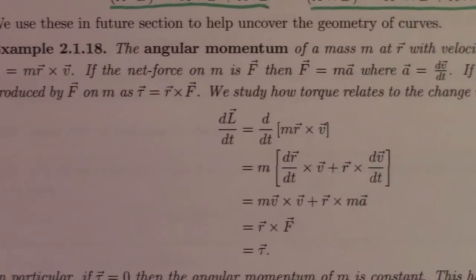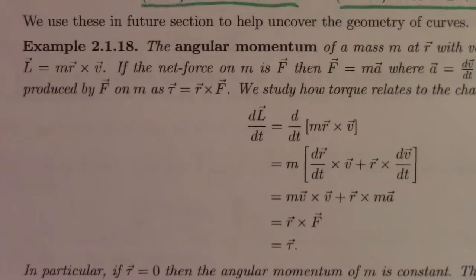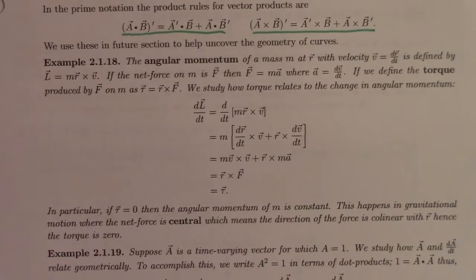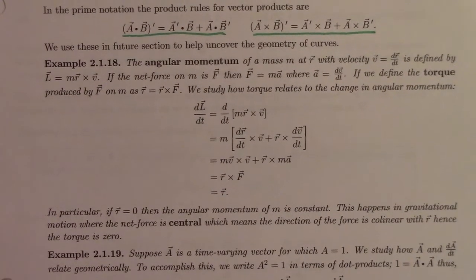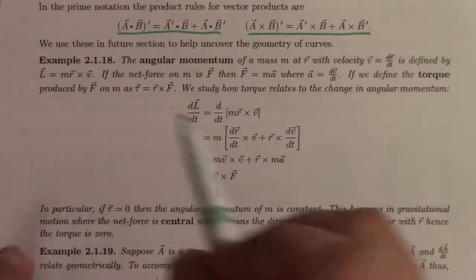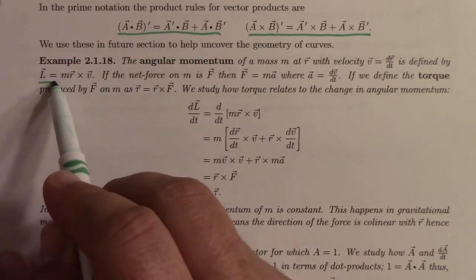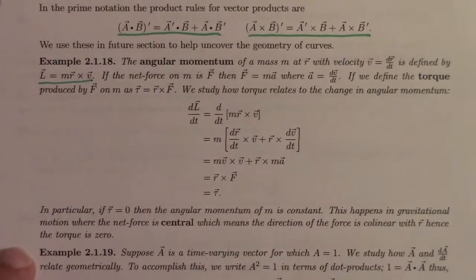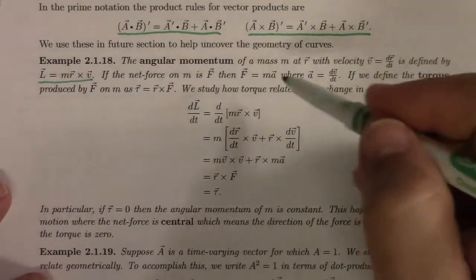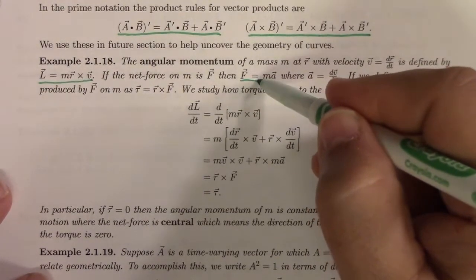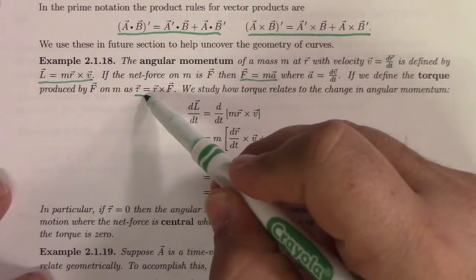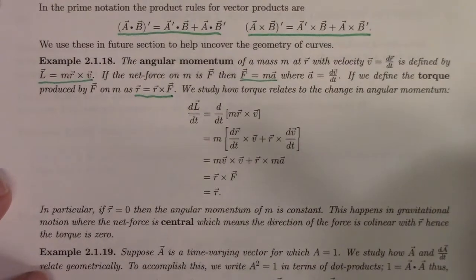And this is a very nice physical example about angular momentum. Angular momentum in physics we can define for a mass as the cross product of r and mv. This is the definition: angular momentum is the mass times the radius vector cross the velocity. And if the net force is F, we also know that F is equal to ma. We learned that in physics, right? This is Newton's second law. And torque is defined by the cross product of the radial arm and the force applied.